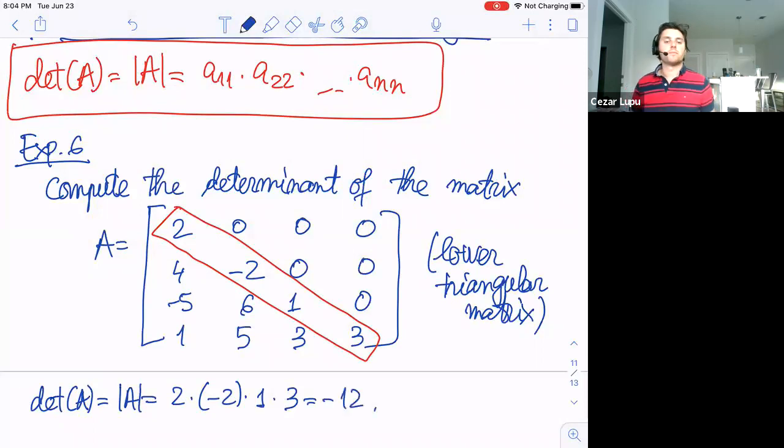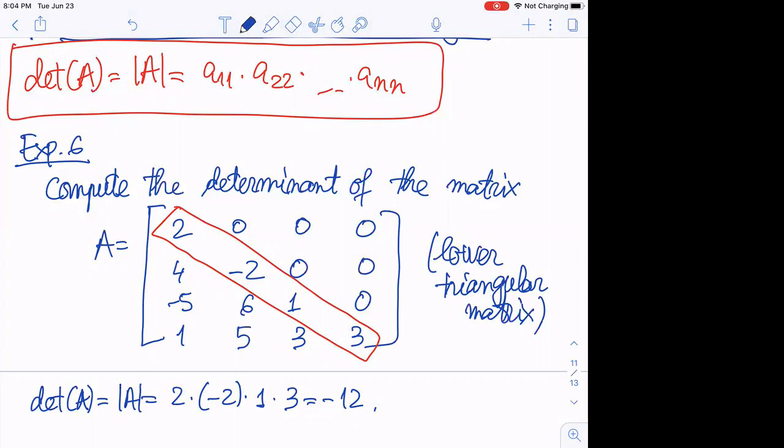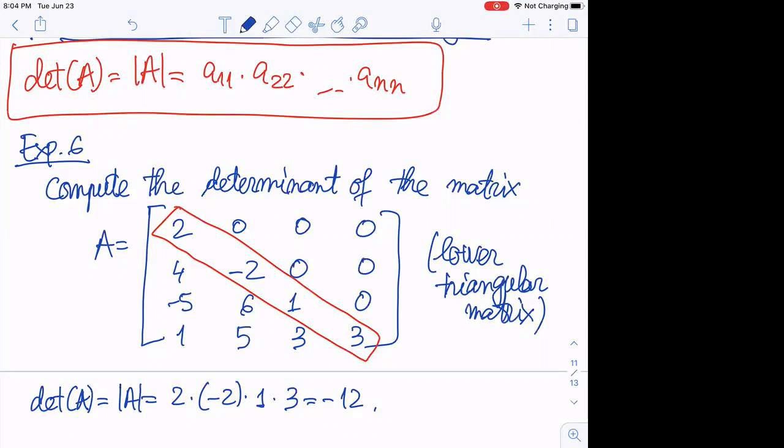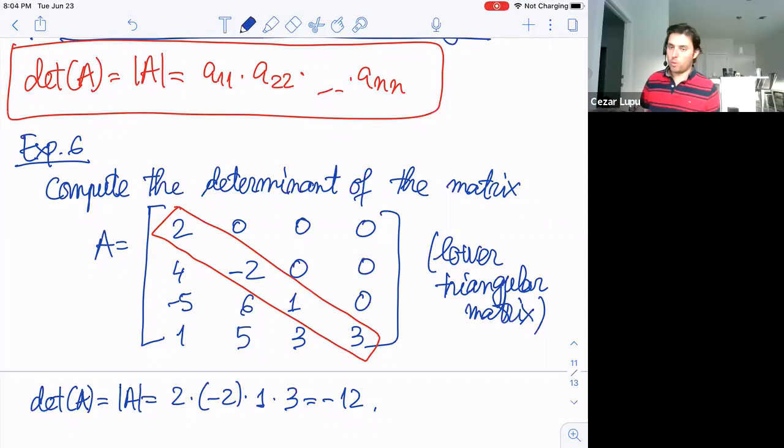And that's it. So once again, either you have a lower or upper triangular matrix, it doesn't matter. The determinant of that will be the product of the elements on the main diagonal. So all the numbers have to be 0 on the upper or lower part, depending on which it is. Exactly, that's what it means.